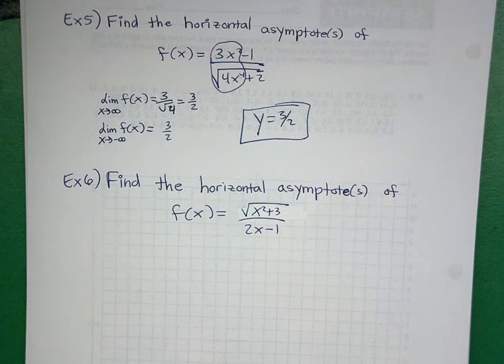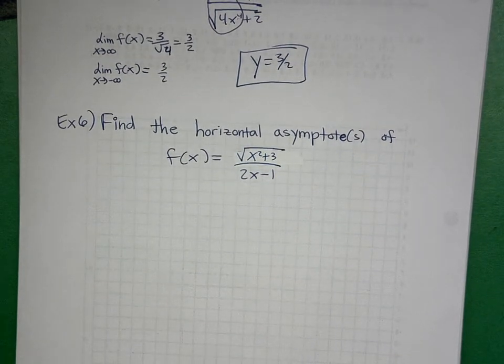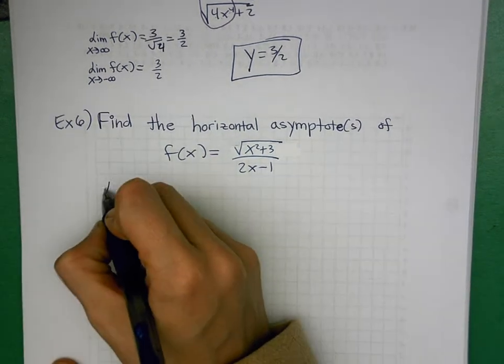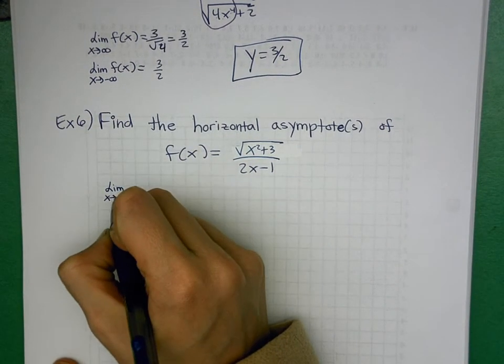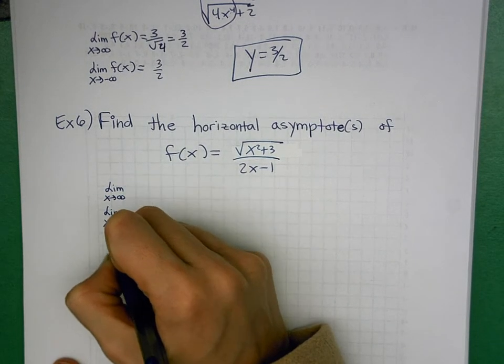Okay, go ahead and pause the video, give this one a shot, restart it either when you have an answer ready to check or you're stuck and need a quick explanation. Okay, so again, as soon as you read horizontal asymptotes, you're thinking limit as x approaches infinity, limit as x approaches negative infinity of my function.